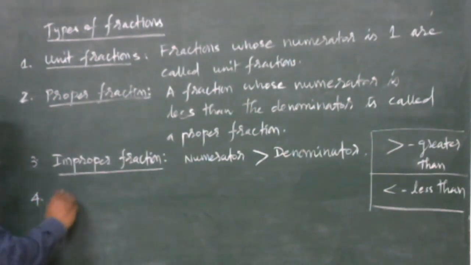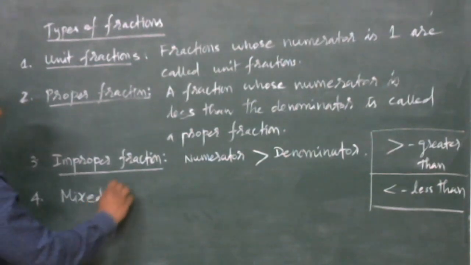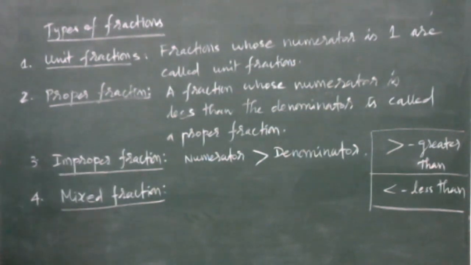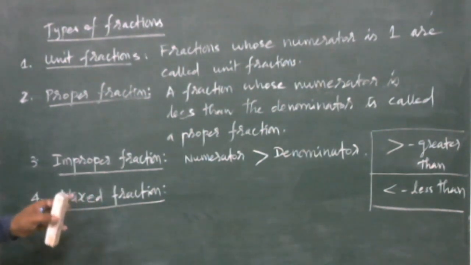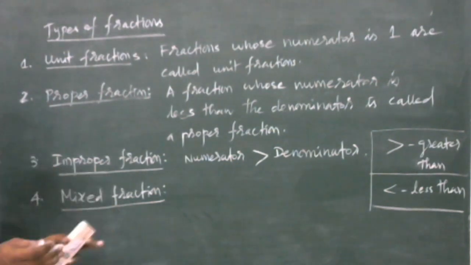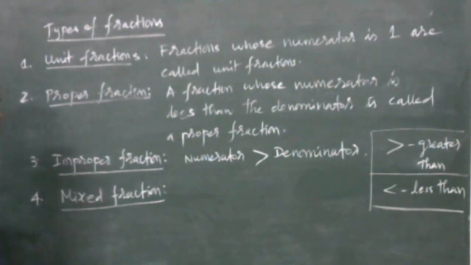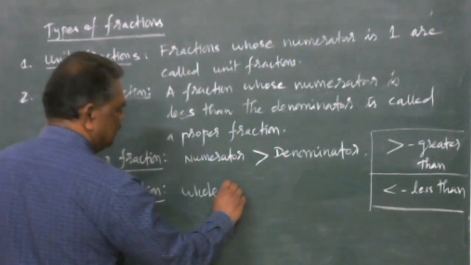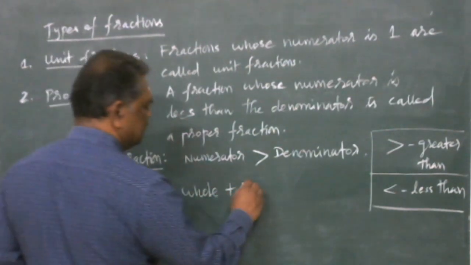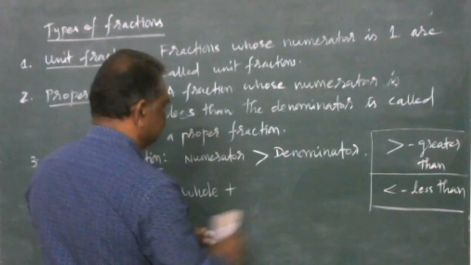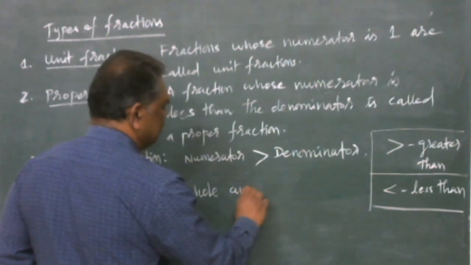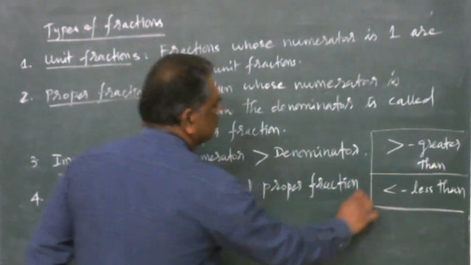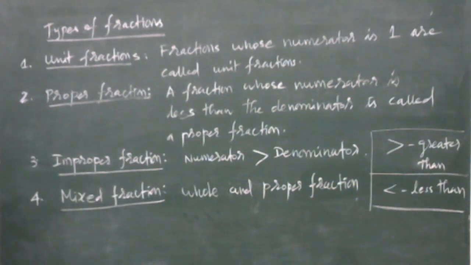Fourth one is mixed fraction. The word itself, the meaning is very clear. Mixed means whole things will be there and some fractional part also will be there. So it is a combination of a whole and a proper fraction. So mixed fraction is a whole and a proper fraction.